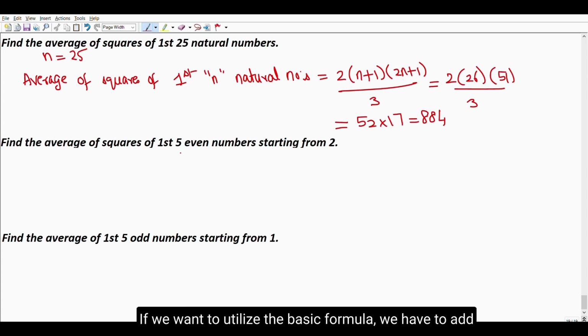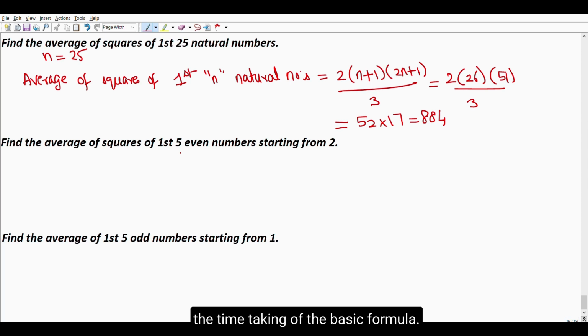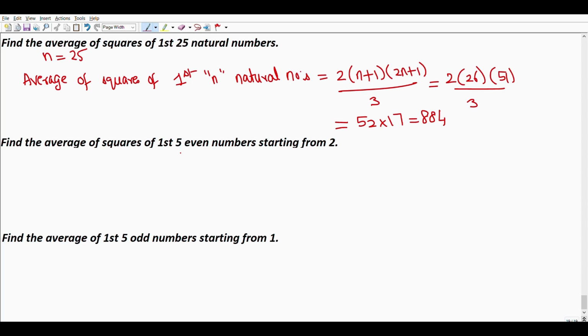If we want to utilize the basic formula, we have to add the squares from 1 till 25 and then divide the whole answer by 25, and we will get the same answer as 884. So this formula reduces the complexity or the time taking of the basic formula.